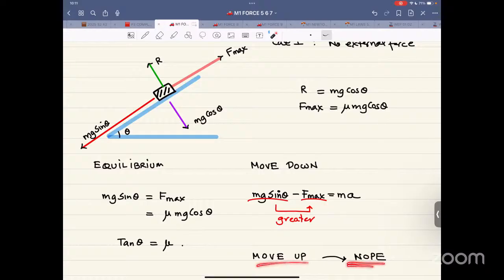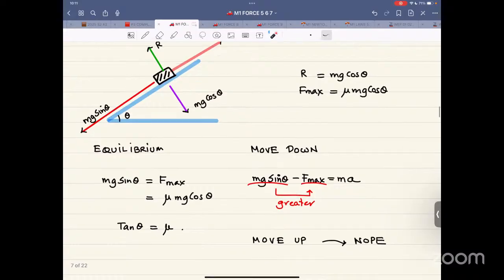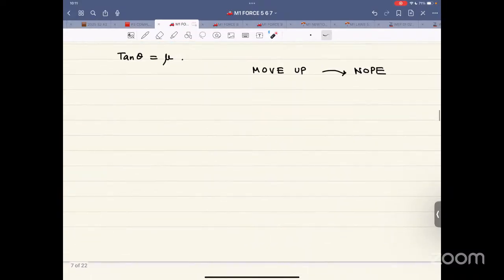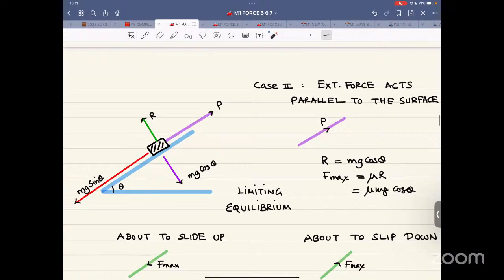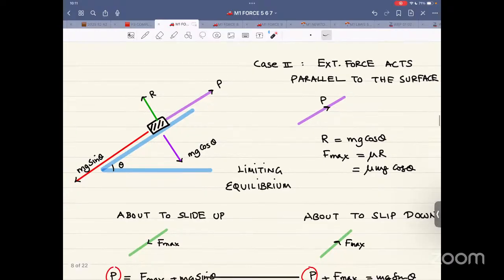Move up? Nope, that's not possible. Friction can oppose motion. Friction cannot initiate motion. That is the most important thing. Similarly, external force acts parallel to the surface. If external force acts parallel to the surface, then there are two tendencies.